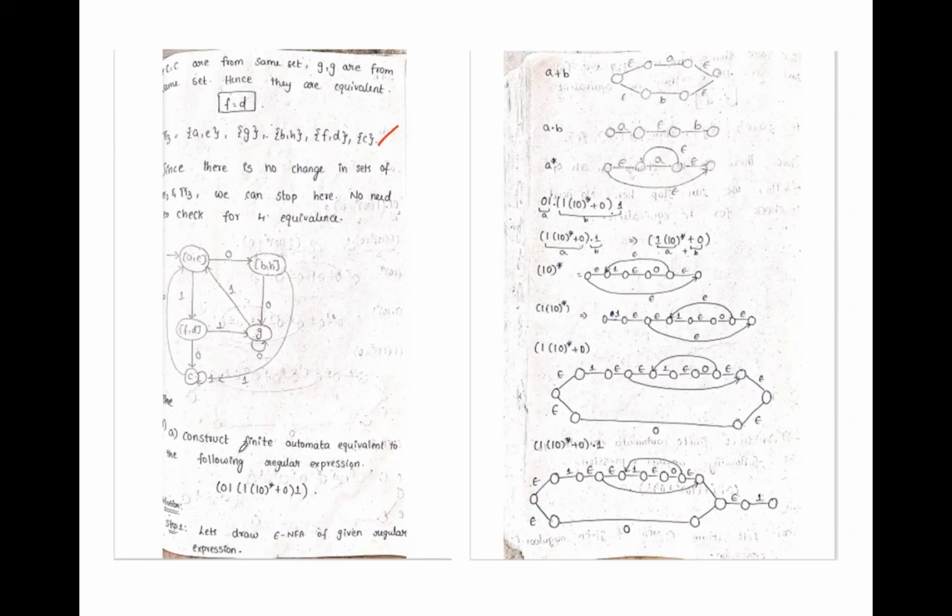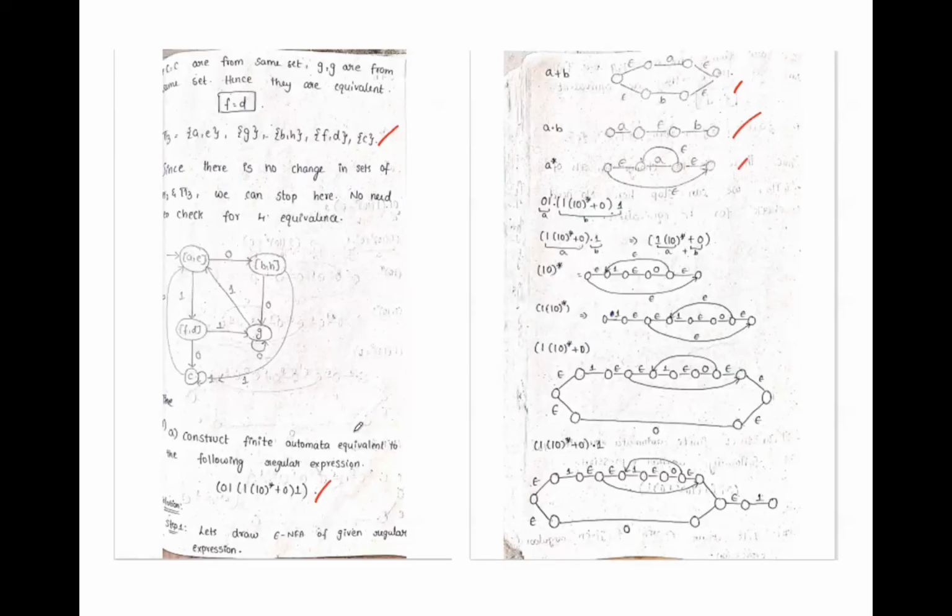Next question is: construct finite automata equivalent to the following regular expression. So this is the given regular expression. We need to apply the subset method. So here, these are the notations. A plus B can be written like this, A into B and A star.